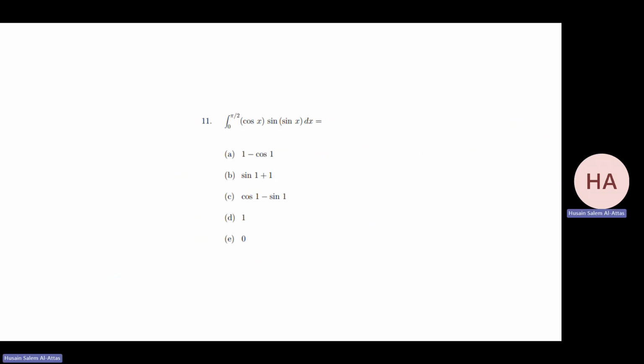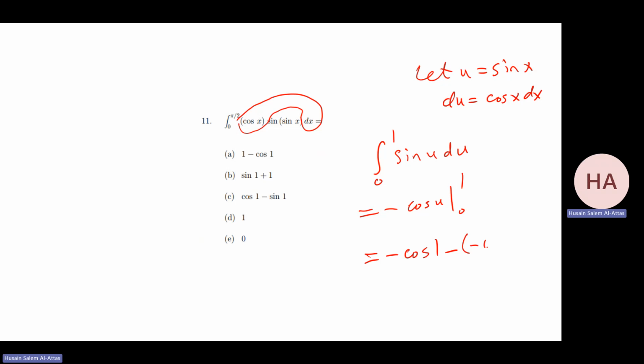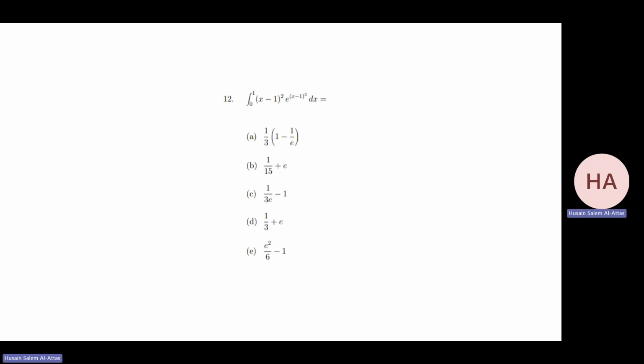Sine x times cosine x, very clear. I will let u equal sine x. The du will be what? Cosine x dx. So I have what? 0 to 1 of sine u. Correct? Yeah, this will be my du, and this is sine of u. So that will be minus cosine u from 0 to 1, which is minus cosine 1 minus minus cosine 0, which is plus 1. So it will be 1 minus cosine 1, which is this one. Okay. Next one.